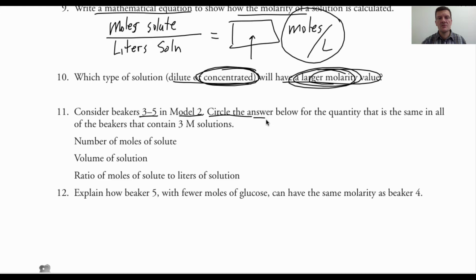Circle the answer below for the quantity that is the same in all of the beakers that contain 3 molar. So we're going to look at beakers 3 through 5, and we're looking at the 3 molar solutions, and we're trying to circle the answer for the quantity that is the same in all of the beakers that contain 3 molar. So we're going to look here: is the number of moles the same, is the volume the same, or is the ratio the same?